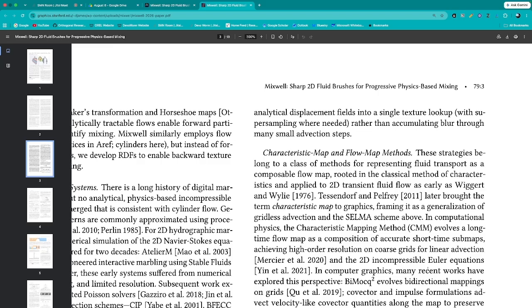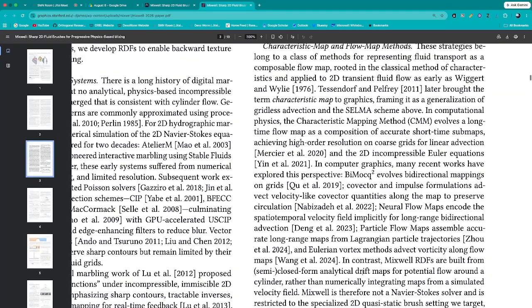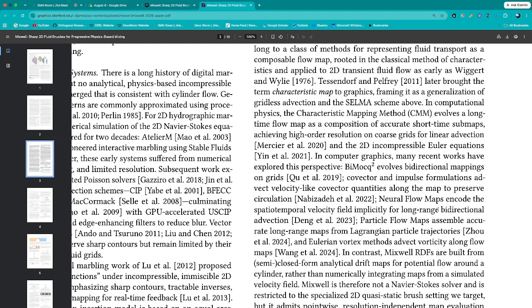In computer graphics, many recent works have explored this perspective. BiMach squared evolves bidirectional mappings on grids. Covector and impulse formulations advect velocity-like covector quantities along the map to preserve circulation. Neural flow maps encode the spatiotemporal velocity field implicitly for long-term bidirectional advection. Particle flow maps assemble accurate long-range maps for Lagrangian particle trajectories, and Eulerian vortex methods advect vorticity along flow maps.